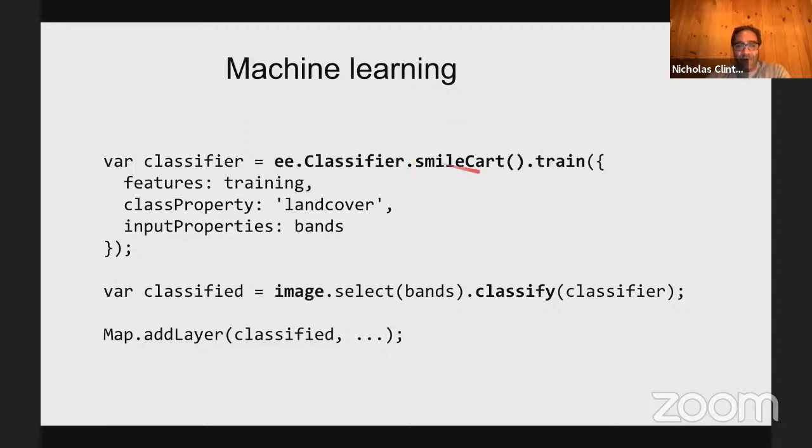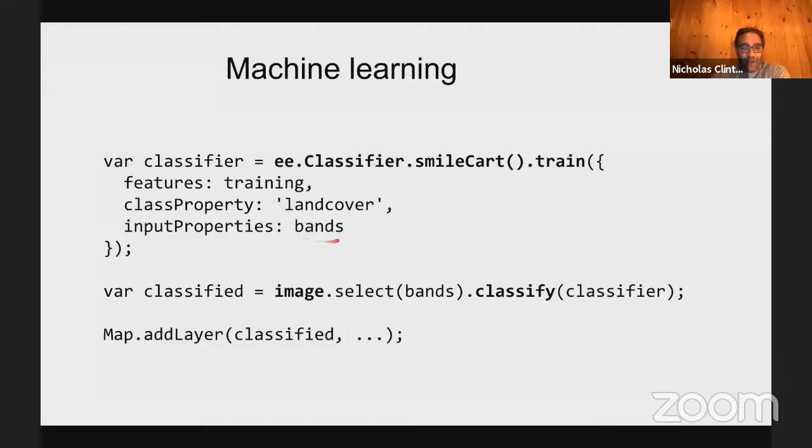And all you would do is .train your classifier with your training data set, and this might come from interactive data that you collect using the code editor. You know, you can heads up digitize points. But it might come from a shape file that you upload, you know, GPS points that you collect out in the field. You can upload all that stuff and use that for training.